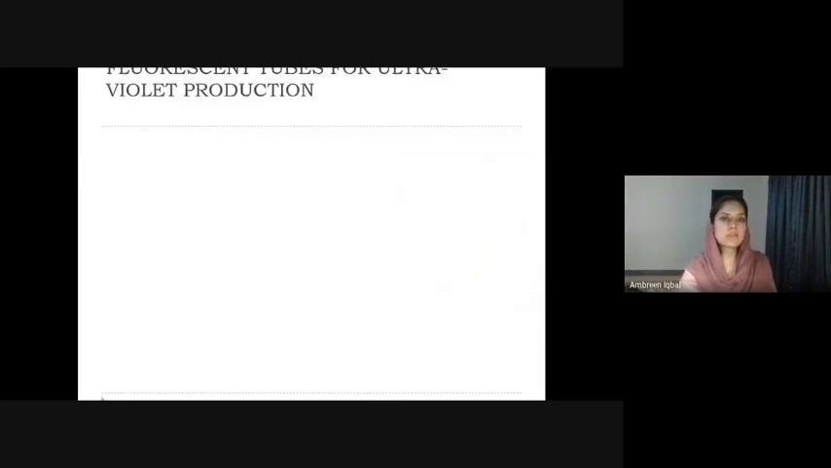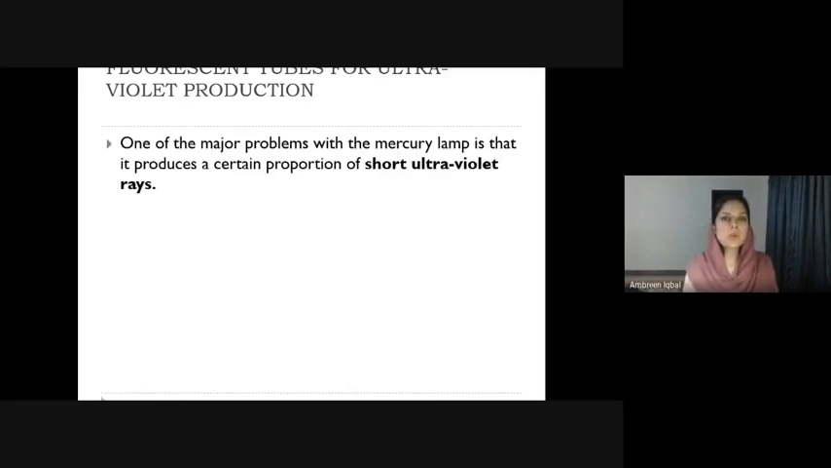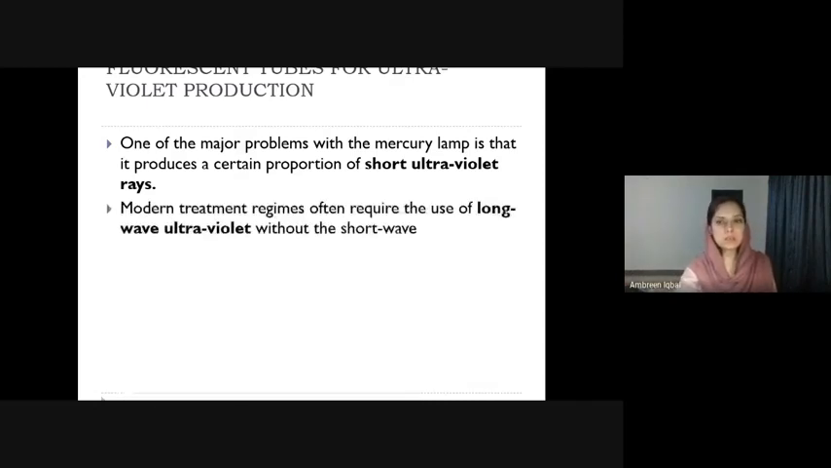Now we are going to discuss the fluorescent tubes for ultraviolet radiation. The fluorescent tubes basically are being used in order to avoid a few of the problems we face with the mercury lamp. One of the major problems with the mercury lamp is the production of a certain portion of shorter ultraviolet, meaning ultraviolet C. So in order to eliminate this ultraviolet C from the lamp, we use some modern regimes with the fluorescent tubes that often require the use of local long wave ultraviolet without the short wave. So these tubes are going to help.